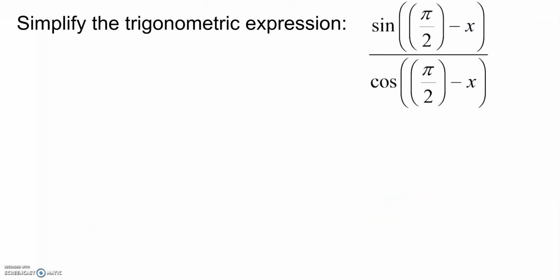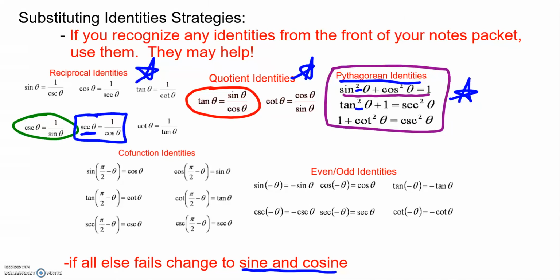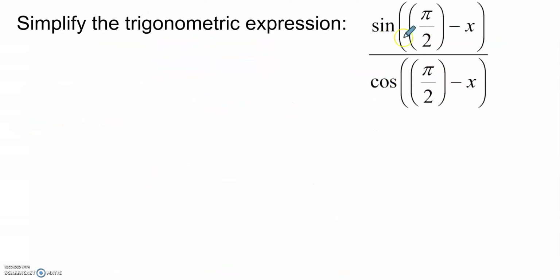Simplify this expression. Now, when I see this, my mind goes straight to identities. Specifically, it goes to these cofunction identities. Sine of pi over 2 minus theta is equal to cosine, and cosine of pi over 2 minus theta is equal to sine. So I'm going to use that to make this more simple. I'm going to replace the top with just cosine of x from my identity sheet, and I'm going to replace the denominator with sine of x.